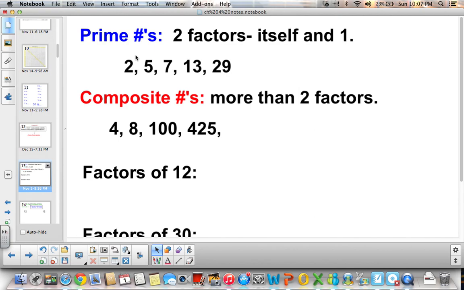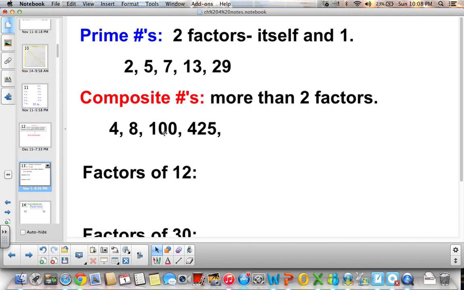So just to review, a prime number is a number that has two factors, itself and 1. So 2, we know, can only be divided by 2 and itself to get a whole number. 5, 7, 13, 29, they're all examples of prime numbers. So 13 can only be divided by 13 or 1 to get a whole number. We know that all these numbers can be divided by other numbers, but we would end up with a decimal or a fraction.